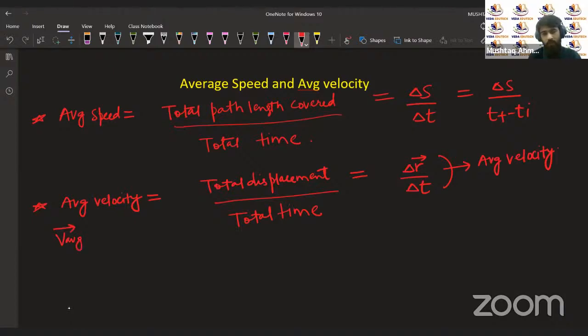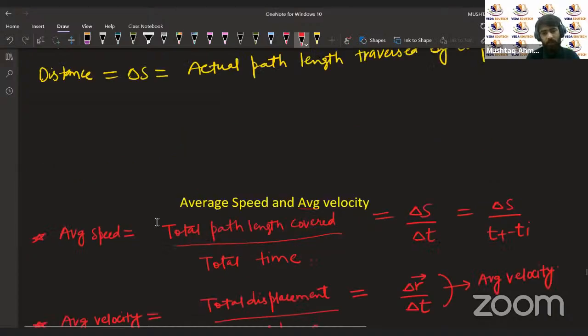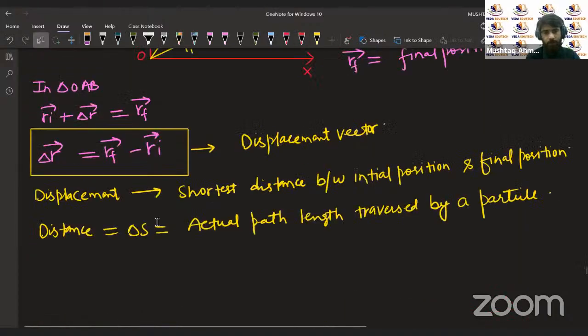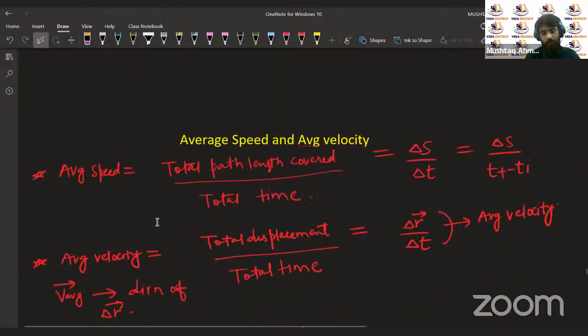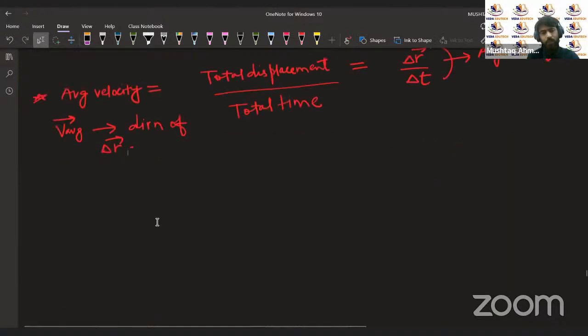So in this case, if we try to find the direction of this average velocity, it is also a vector, right? The direction of this average velocity is given by the direction of this displacement vector, the direction of the delta r vector. So whatever be the direction of the displacement vector, the same will be the direction of this average velocity, right?